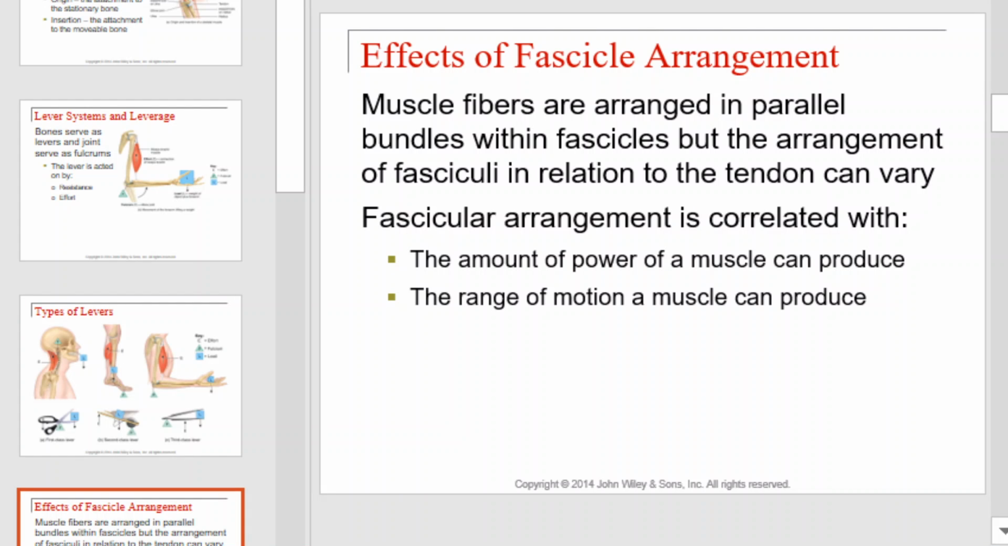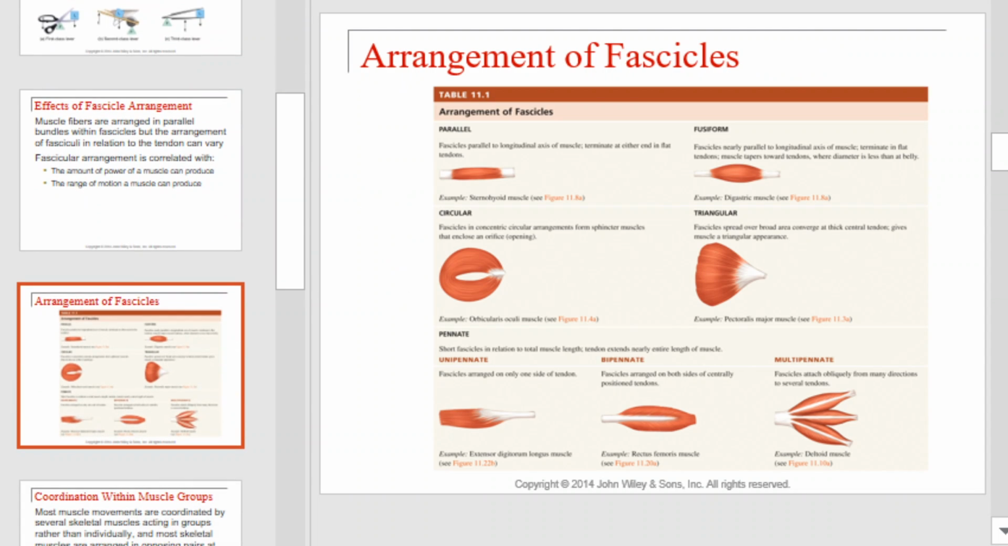The effects of fascicle arrangement. Muscle fibers are arranged in parallel bundles within fascicles, but the arrangement of fasciculi in relation to the tendon can vary. Fascicular arrangement is correlated with the amount of power a muscle can produce and the range of motion a muscle can produce. This table will provide you with a detailed summary of the arrangement of fascicles in different muscles throughout the body. Be sure to take a moment to familiarize yourself with each fascicular arrangement.